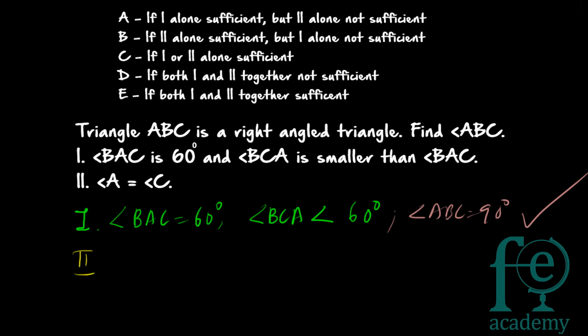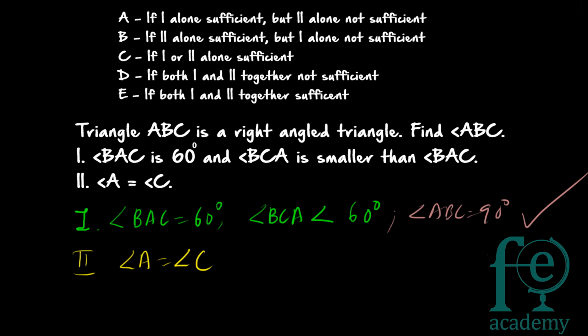Now what is statement 2? Angle A is equal to angle C. So what is that meaning? Second statement is given like angle A and angle C are equal. That means angle A cannot be equal to 90 degree and angle C also cannot be equal to 90 degree. Why? You know that sum of the 3 angles of a triangle is 180 degree. So both the angles cannot be 90 degree. Angle A is equal to angle C, so both the angles A and C cannot be equal to 90 degree.